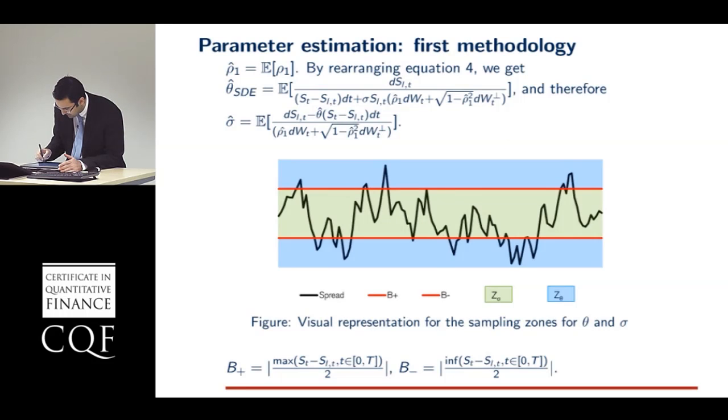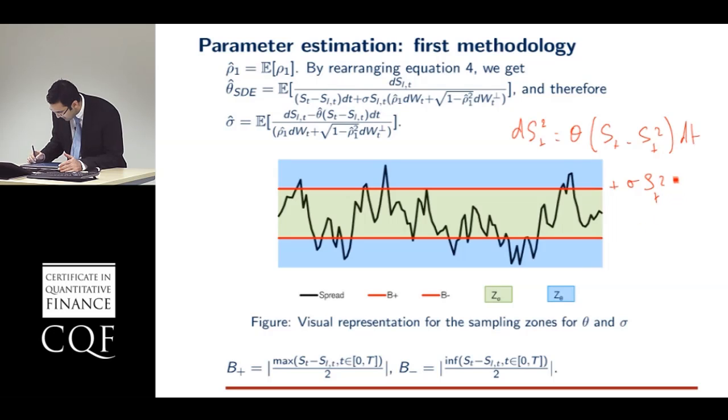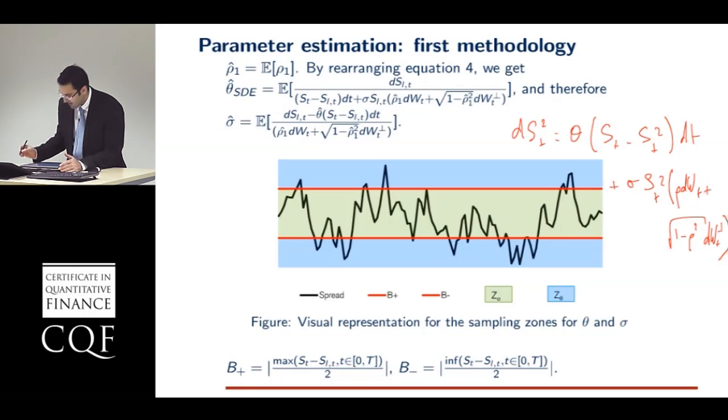So let's write it down here. In here, I will put root dW_t plus 1 minus rho squared dW_t independent. So you have a few parameters here. You want to make sure you have estimated this one and you have estimated this one. And the way to do this is to do them sequentially.